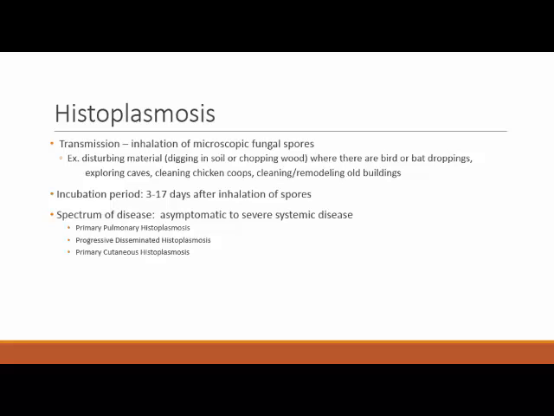And again, like I mentioned, the spectrum of disease is pretty wide. It can be anywhere from asymptomatic to severe systemic disease. The three major manifestations are primary pulmonary histoplasmosis, progressive disseminated histoplasmosis, and primary cutaneous histoplasmosis, which I won't spend a lot of time on. You can get skin lesions with disseminated histoplasmosis in up to 17% of patients, but the primary cutaneous form is very rare, and these patients usually have nodules, ulcers, or abscesses with regional adenopathy.